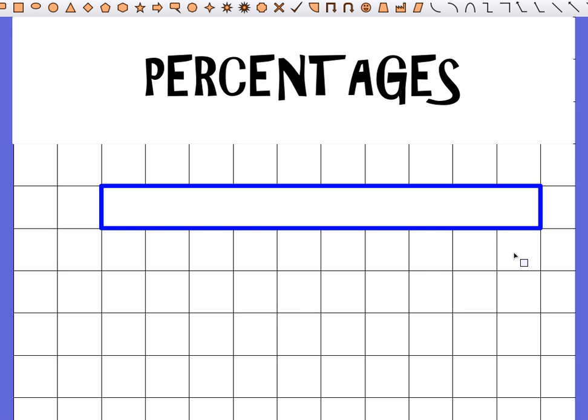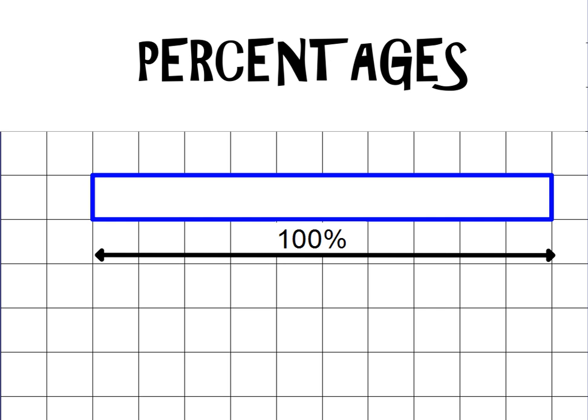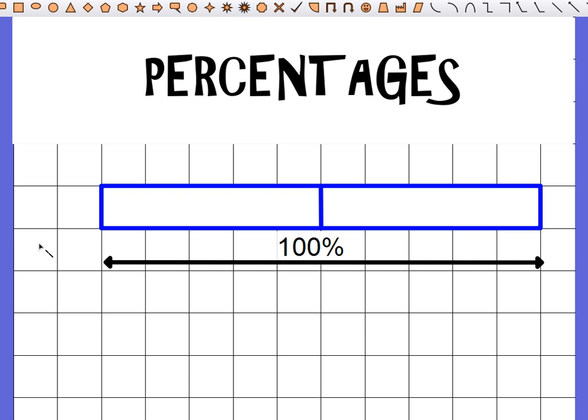So I've just got a nice bar here, and what we could say next is how much is the bar worth? Well, the bar is the whole thing, and a whole in percentages is 100%. So I've just labelled it there to make it nice and obvious. The whole thing is worth 100%. And what we could do is we could split it up into different amounts. So for example there we've got 2 equal pieces, and if we've got 2 equal pieces then each part must be just 50%.